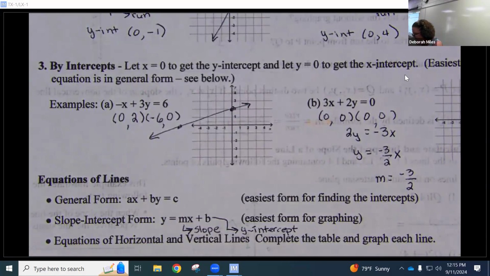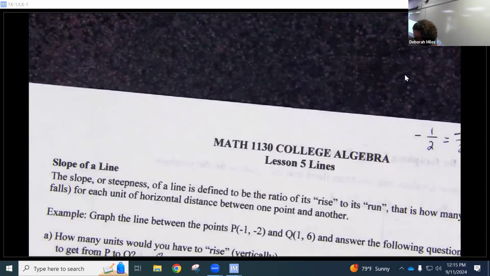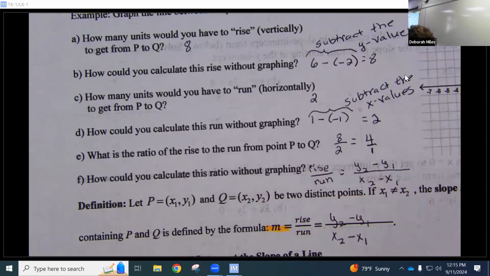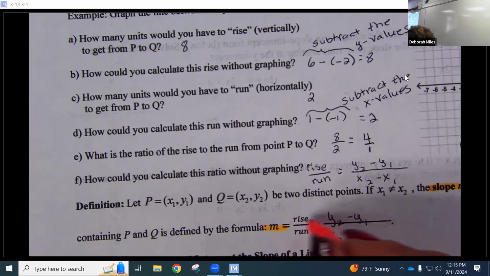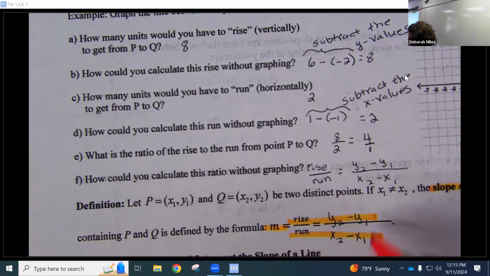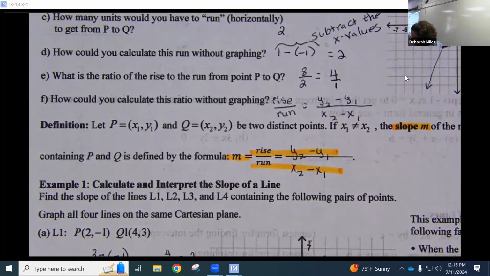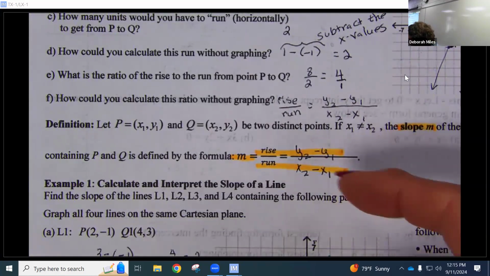Let's see. I've got a highlighter in me. I would highlight the slope formula. It's rise over run, then you can figure out the formula. It's the difference in the y's over the difference in the x's.